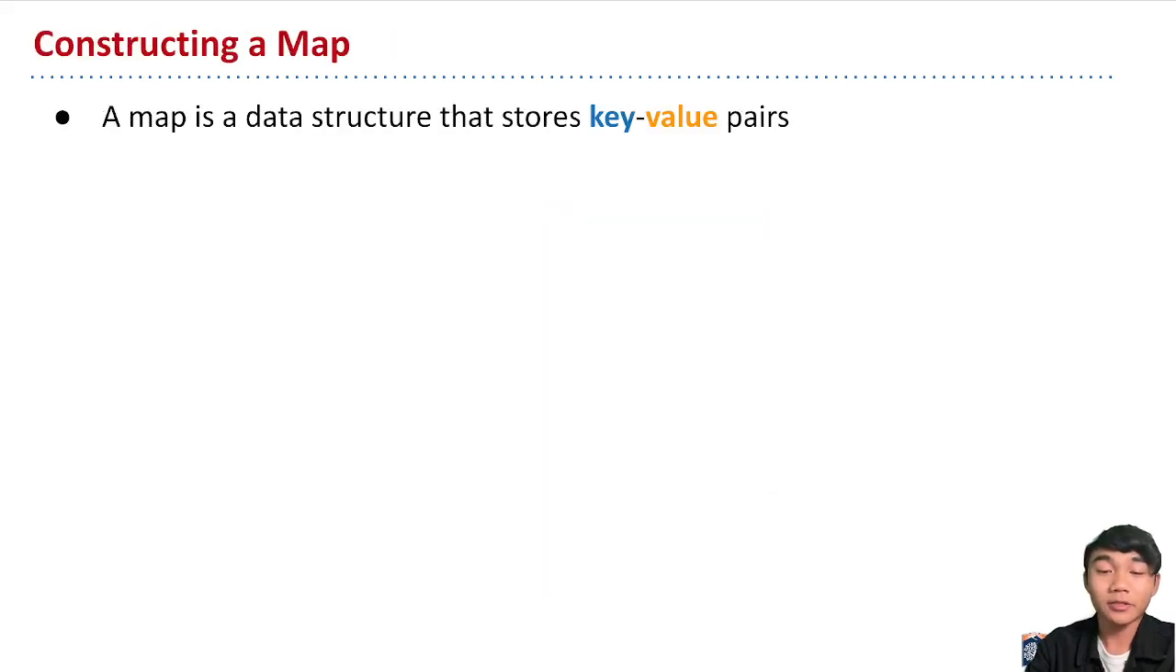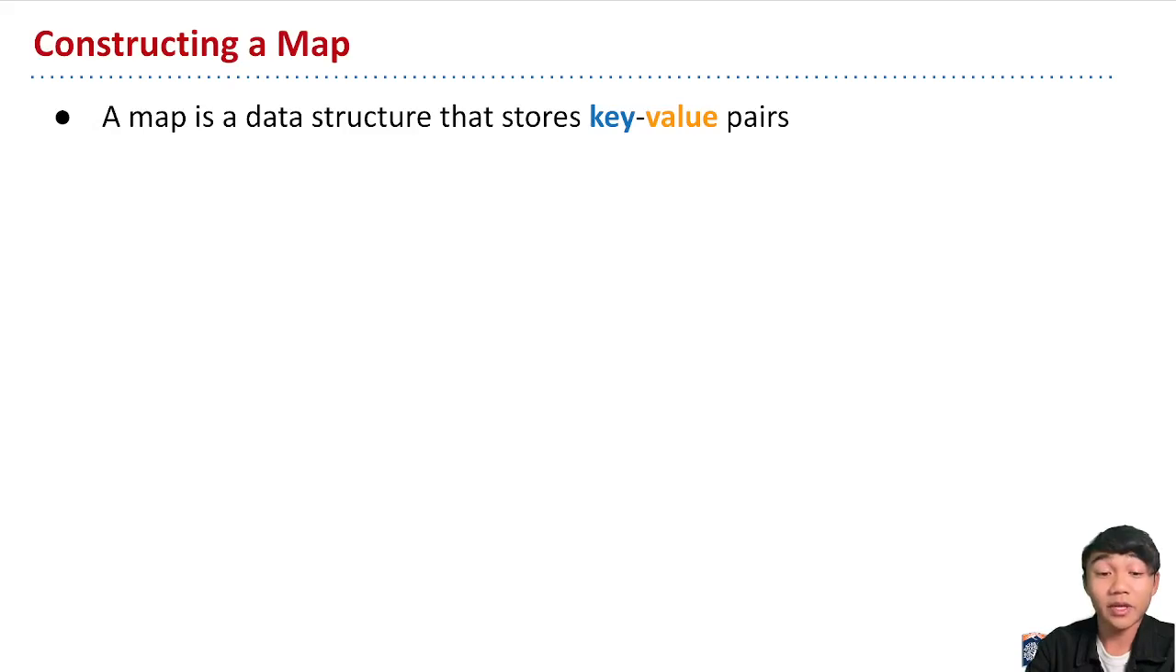So how do we construct maps? Remember how vectors are containers, and we need to specify the data type of what is stored in that container. And a map is a container too, just like vectors. But what's different is that it's not a container of just one type of element. It's a container of key value pairs.